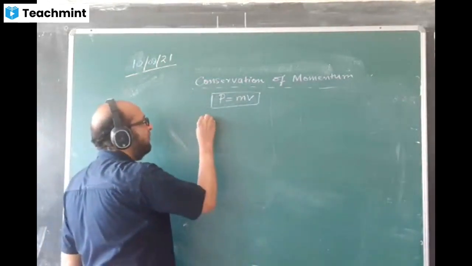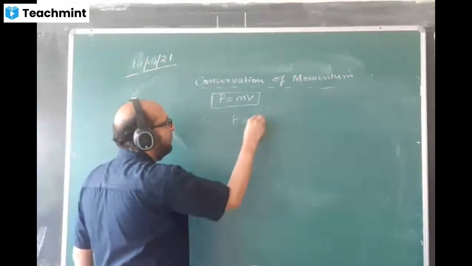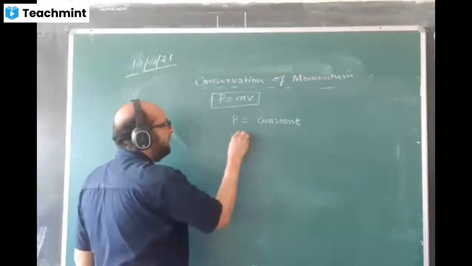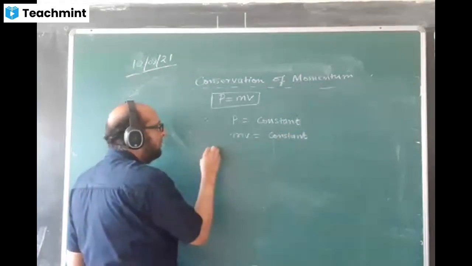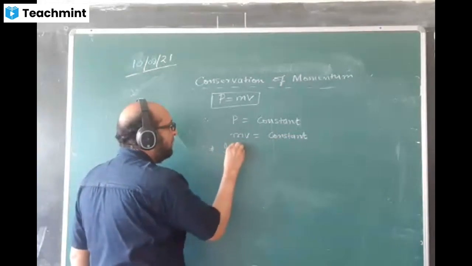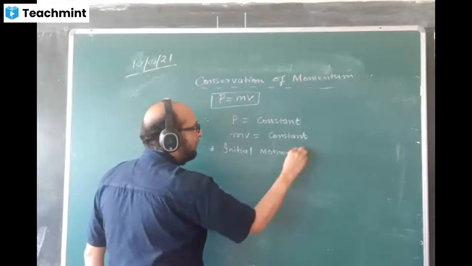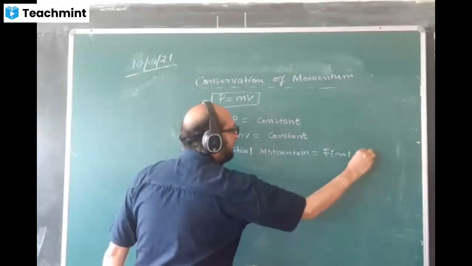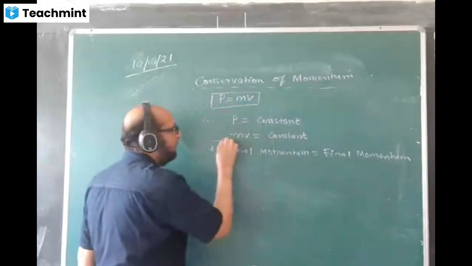Therefore, we write that P equal to constant, right? Like this first. P is constant. P means mv. The value of mv is constant. Then initial momentum, you can write in words now, initial momentum equal to final momentum. There is no change in the momentum of the body.